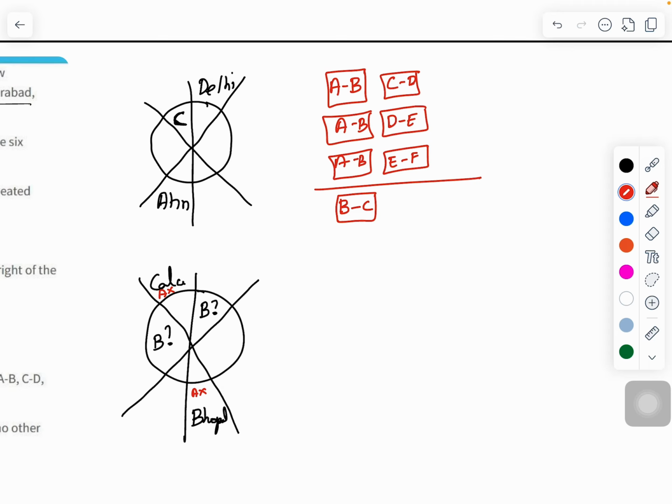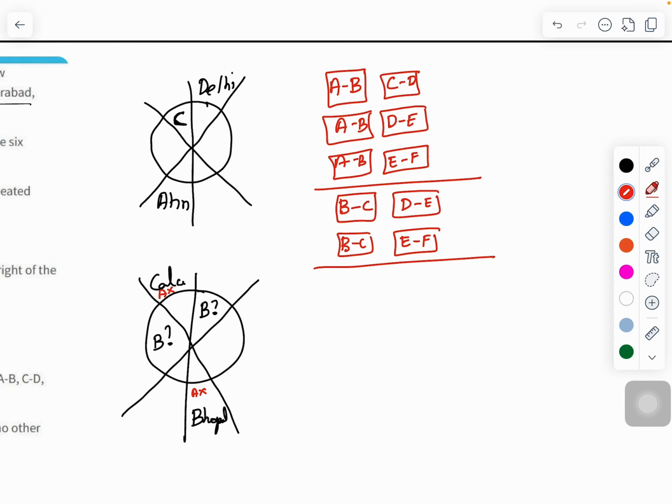BC is one of the consecutive pairs, then AB cannot come because then it won't be unique. CD, another consecutive pair, cannot come because then it won't be unique. BC is already having C, CD cannot have C. So then what do we have? We have DE is a possibility, or EF is another possibility.